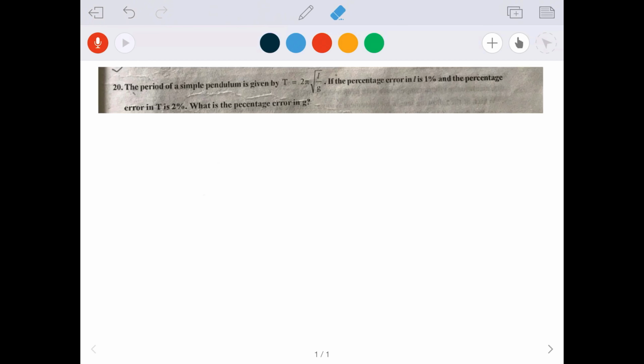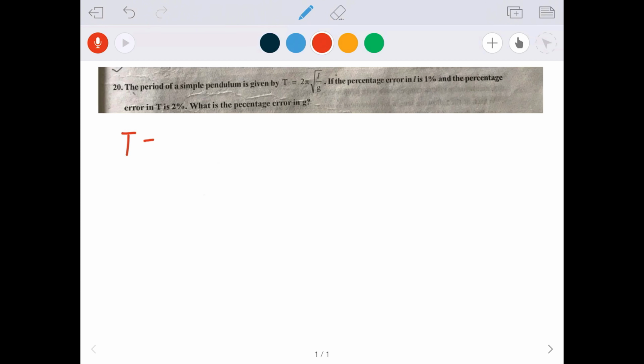The period of a simple pendulum is given by T equal to 2 pi root L by g. The percentage error in L is 1% and that of T is 2%. What is the percentage error in g? That we have to calculate. Okay, so this question is very simple. Don't worry. Let me write the equation once again.